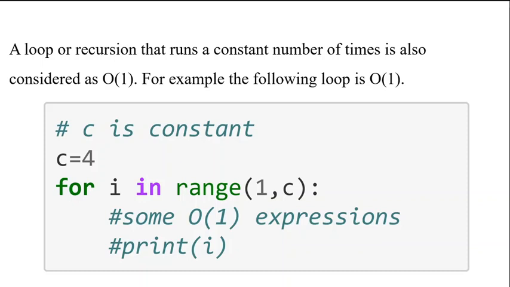For example, this following function loop is big O of 1. As you can see, the c is constant. We have declared c as constant, and the for loop for i in range from 1 to 4. As you can see, the result will be 1, 2, 3, and we have to print it.